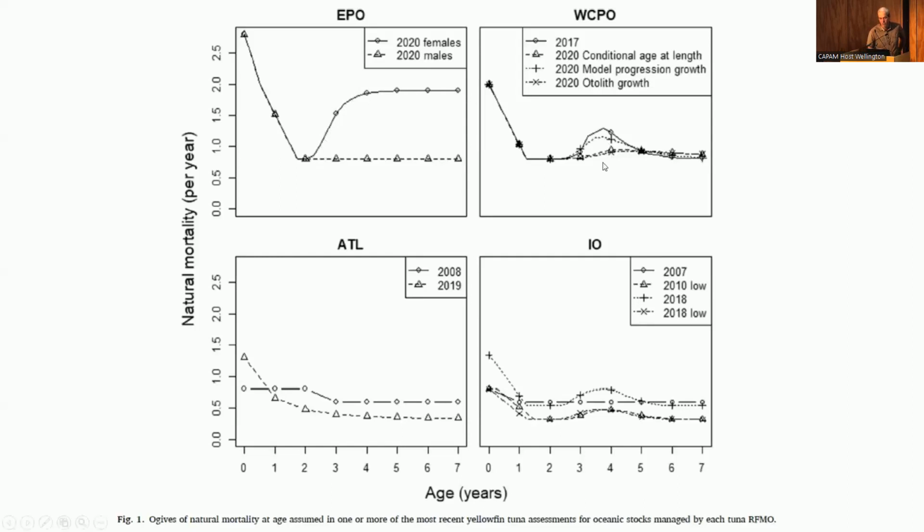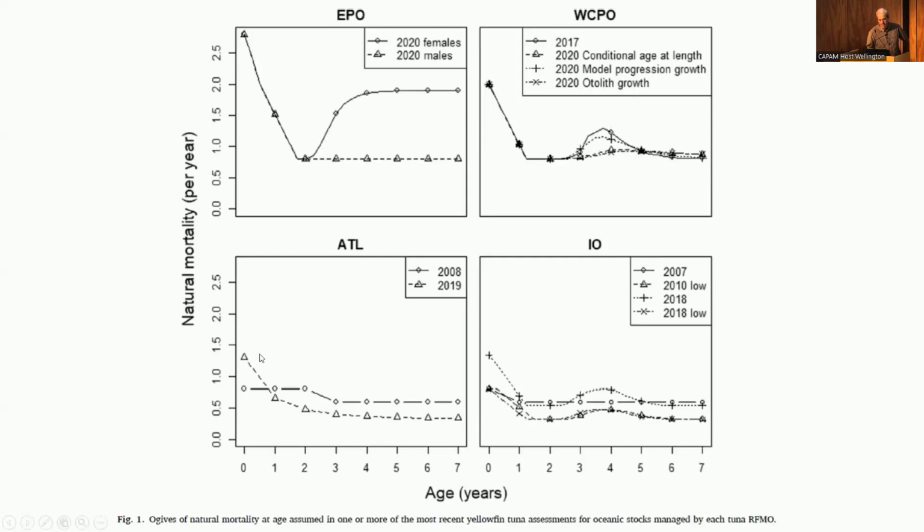In the WCPO, when I was involved in calculating this ogive here, it was based on combining males and females. It's a single sex model, so you need one ogive for both sexes, and this hump here reflects the loss of females from the population. And in 2020, Matt Vincent and Nicolas calculated some new options based on different otolith growth and modal progression growth, and came out with some slightly different options.